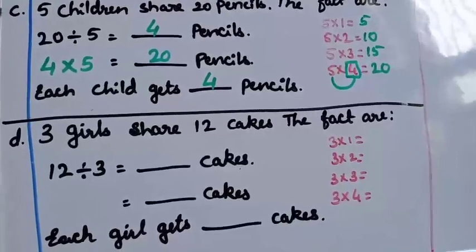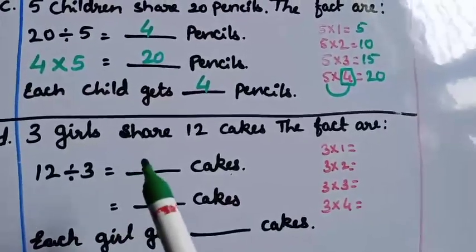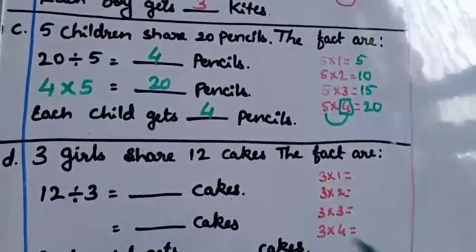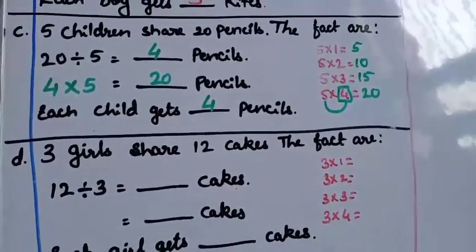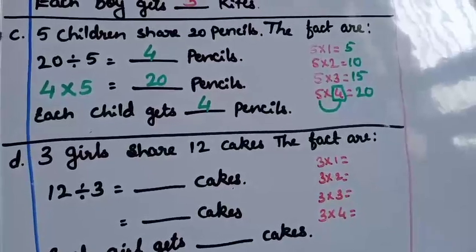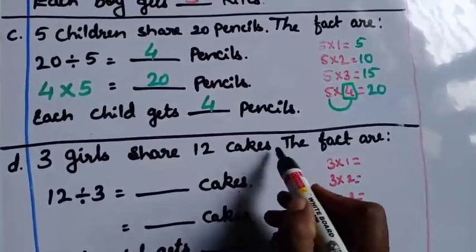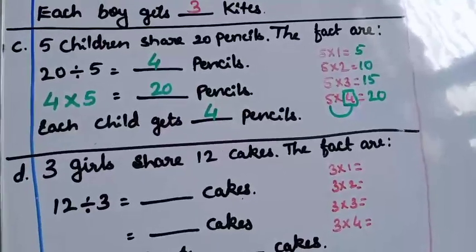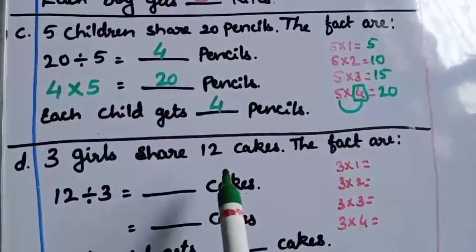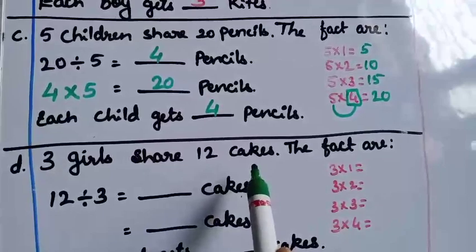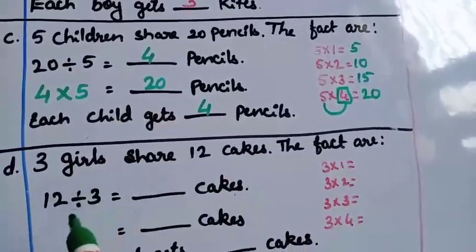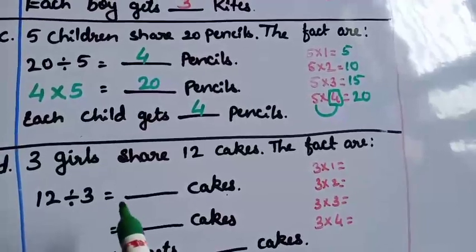The next one is 3 girls share 12 cakes. The facts are... Okay. So now here we have to find out how many cakes each girl will get. So how many cakes are there, children? Total number of cakes, 12 cakes. And how many girls are there? 3 girls. Okay. Now let's find out 12 divided by 3.